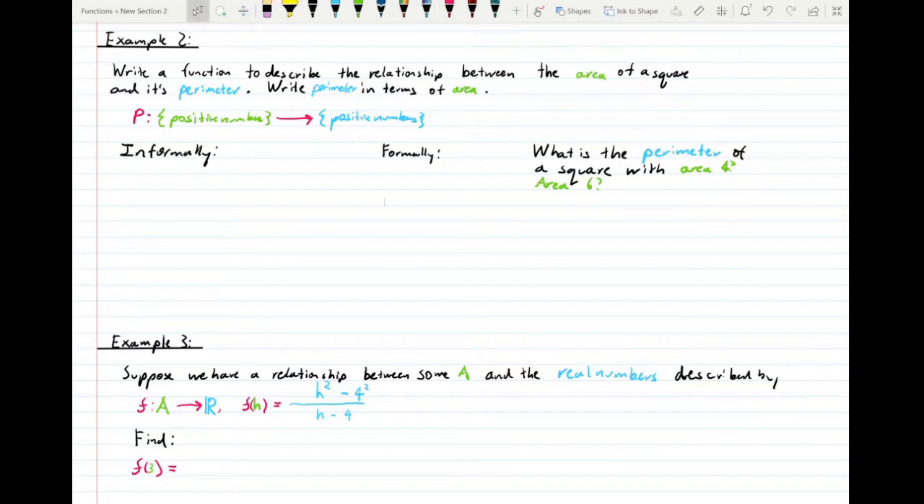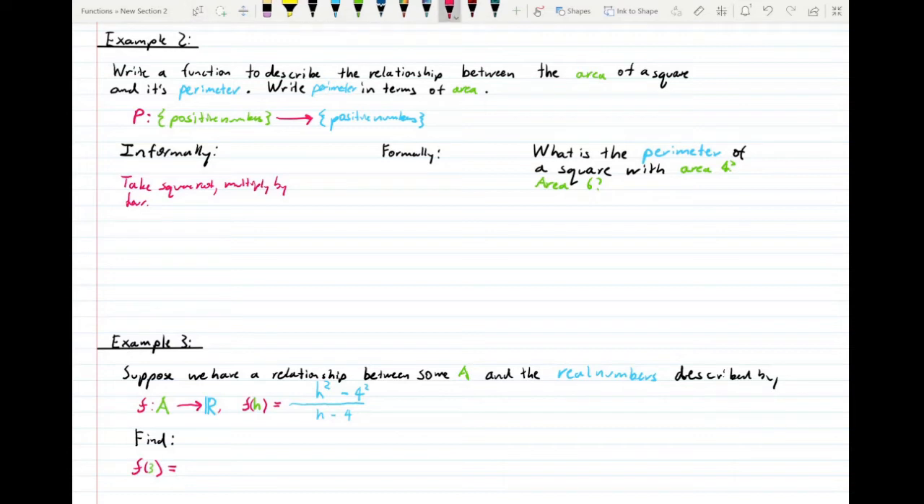And once again, let's informally describe what this mapping is going to look like. So first we want to take the square root to get the side length. So take square root. And then we want to find out how long 4 side lengths are, right? Because the square has 4 sides, and so its perimeter is going to be 4 times one of its side lengths. So multiply by 4. And that's our informal description of the function mapping.